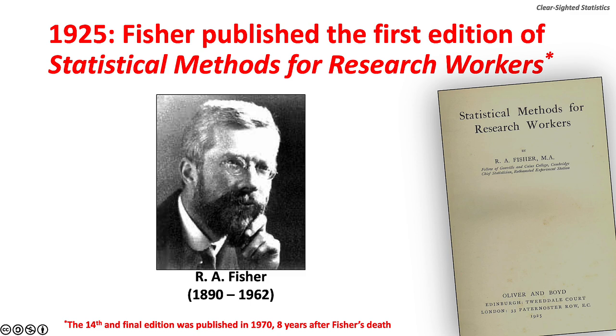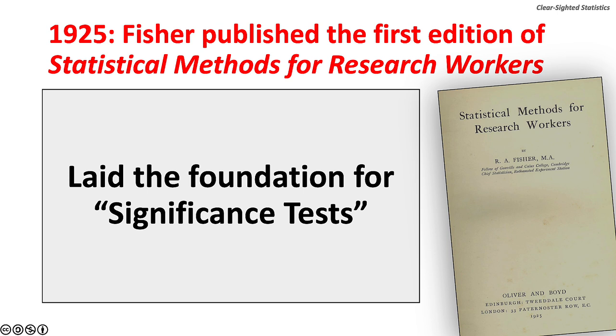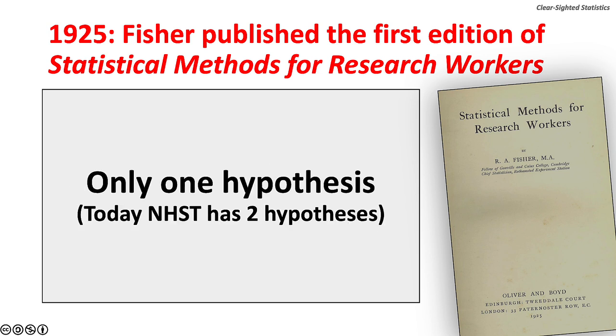Let's turn to the origins of null hypothesis significance testing. In 1925, R.A. Fisher published the first edition of Statistical Methods for Research Workers. The 14th and final edition was published in 1970, 8 years after Fisher's death. In this book, Fisher laid the foundations of what he called significance tests. Fisher's method had only one hypothesis. Today, null hypothesis significance testing has 2 hypotheses, thanks to Jerzy Neyman and Egon Pearson.